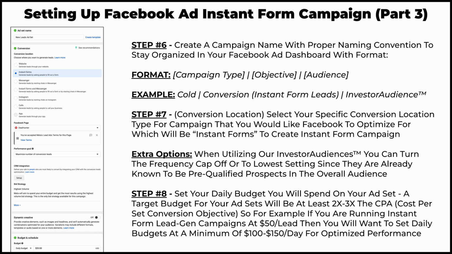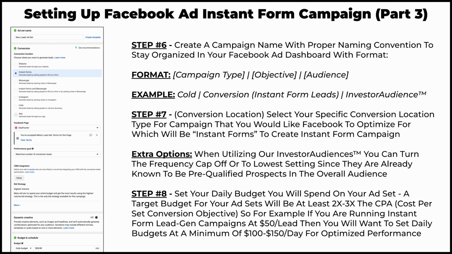Then step number 7, you're going to choose your conversion location. So you can select your specific conversion location type for your campaigns that you would like Facebook to optimize for, which will be in this instance, instant forms. So you're going to select that to create an instant form campaign. And then some extra options when utilizing our investor audiences, you can turn off the frequency cap or set it to the lowest setting since they're already known to be pre-qualified prospects in the overall audience. So Facebook essentially allows you to select your frequency, so how many times one person is going to see your ads. But if you're going to be utilizing our investor audiences, since we already know these are highly qualified prospects, you can just turn that frequency cap off.